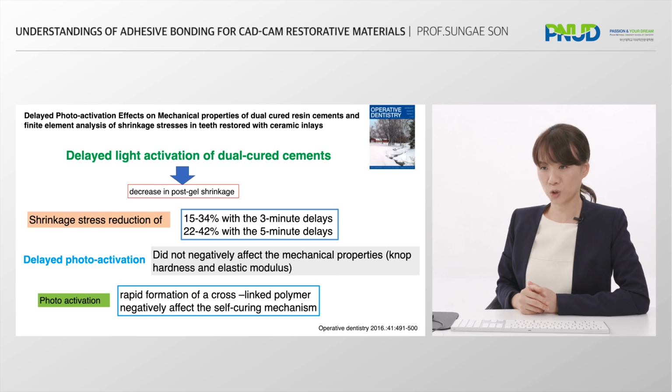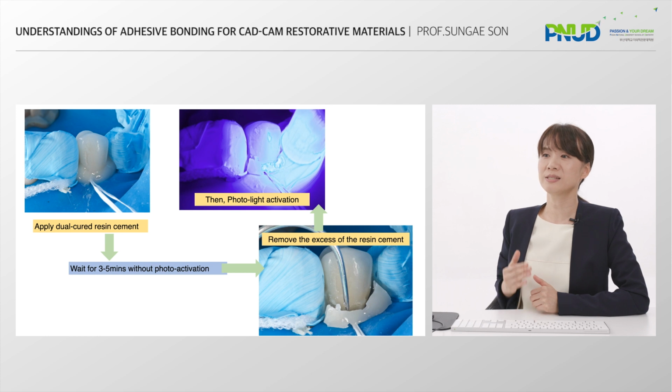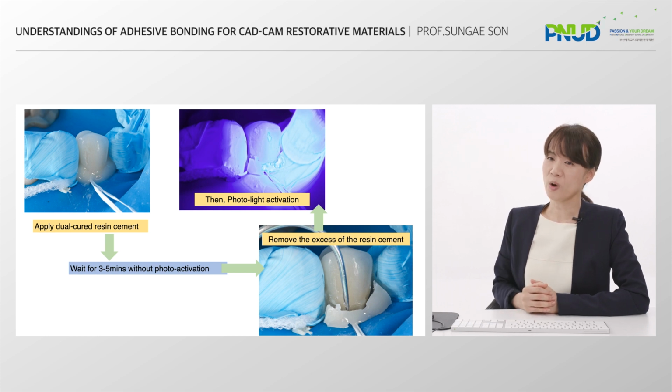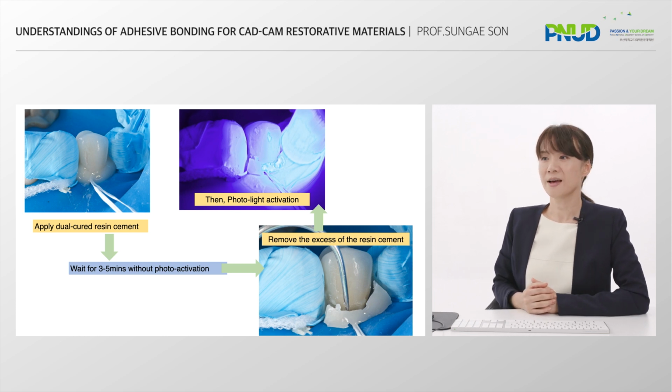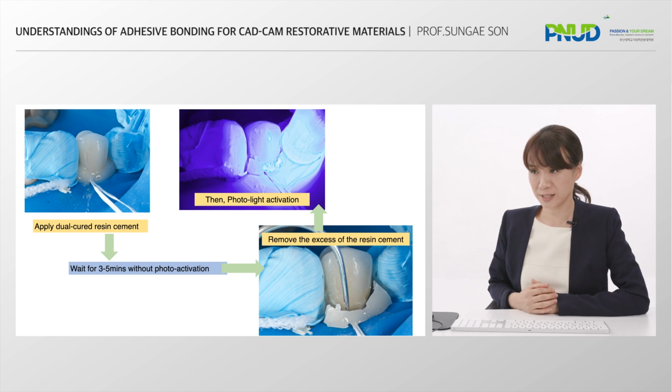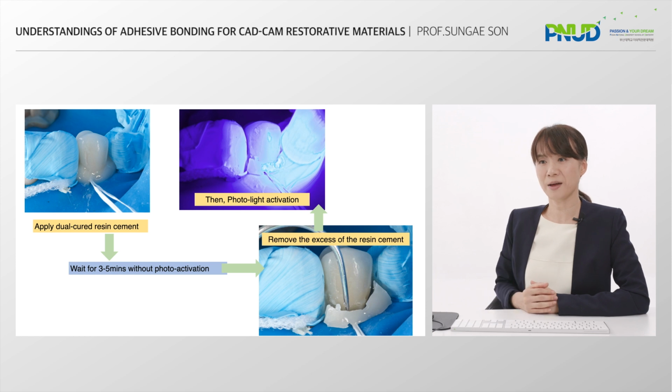Therefore, when dual cure resin cements are applied, wait for 3 to 5 minutes before performing photo light activation. Then, remove the excess of the resin cement. Provide enough time for self-cured polymerization. Finally, photo light activation can be done.